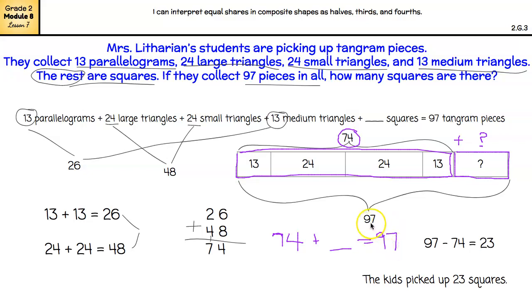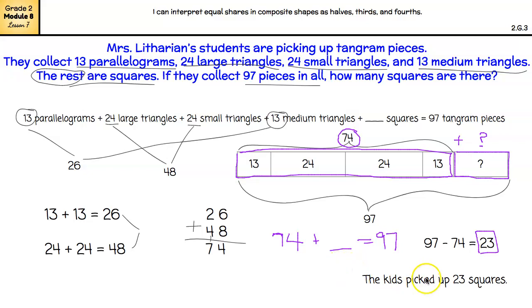Or if I want to pull the part out, that's what I did here. 97 minus the known part of 74 would leave us with our unknown part, which in this case, when you solve, should be 23. So the kids picked up 23 squares.